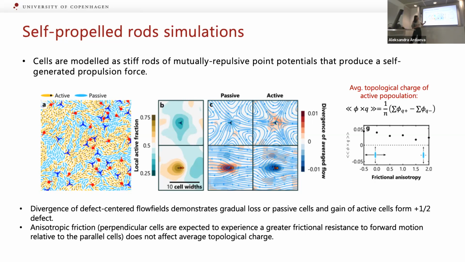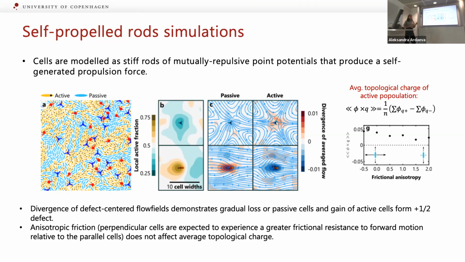And if they took the divergence of the flow fields around the defects, what they saw is that this enrichment was gradual. So originally, since we have active-passive defects, all defects were created in the active phase. And then during the time of the simulation, slowly plus halves will accumulate in the active phase and minus halves in the passive phase.